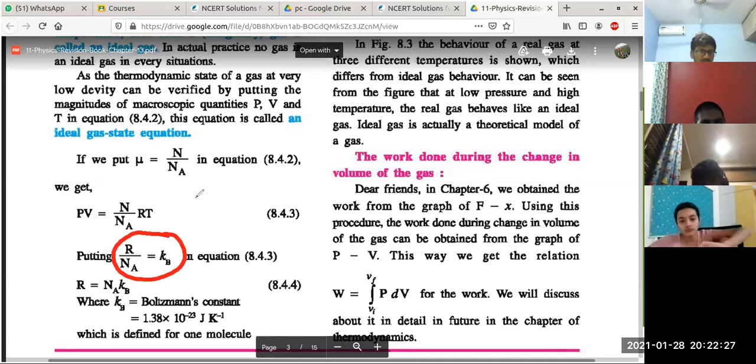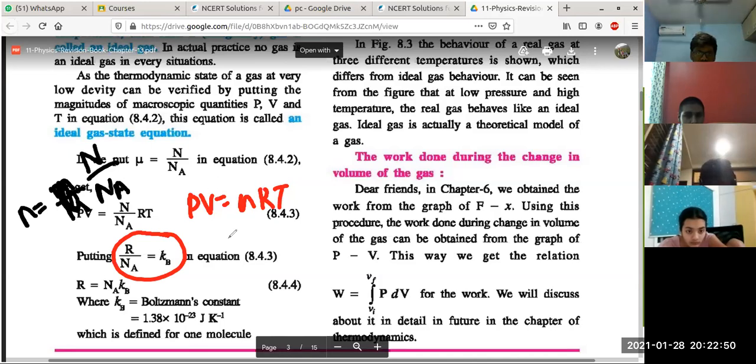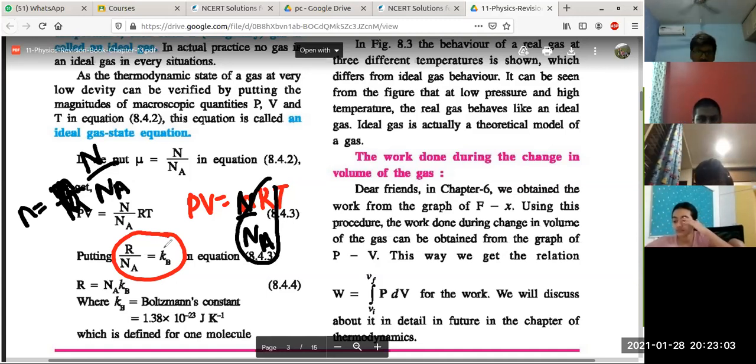Write this down. PV is equal to nRT, no? In this, if you divide by R, what is the number of moles? Number of moles is given mass by molecular mass. No, number of moles is number of particles by Avogadro number. So what we can write is that n is capital N by Na, and this R by Na is called the Boltzmann constant, Kb.